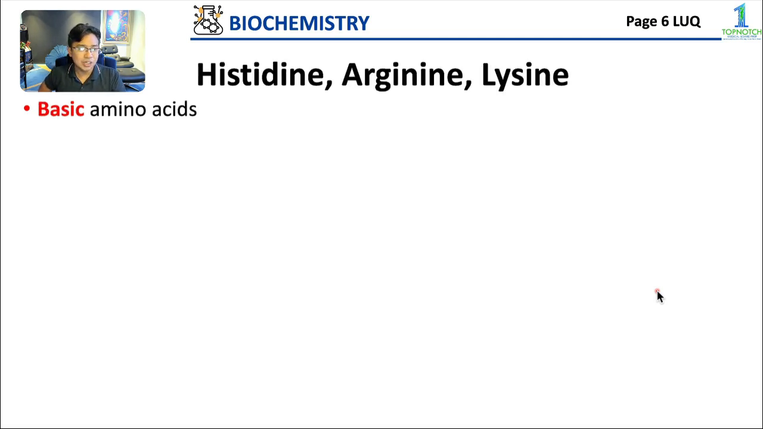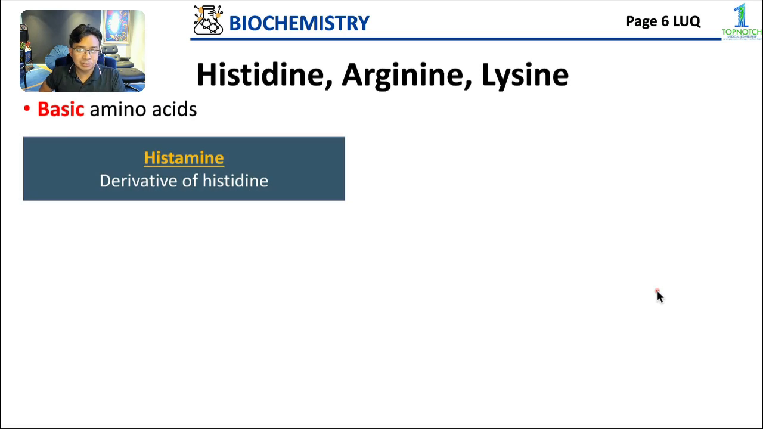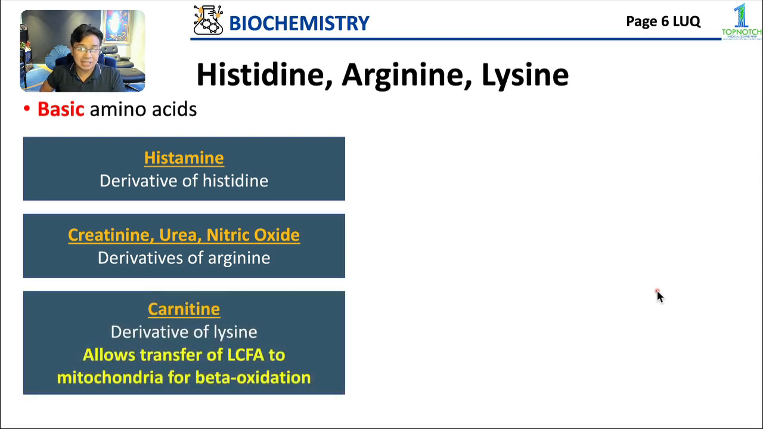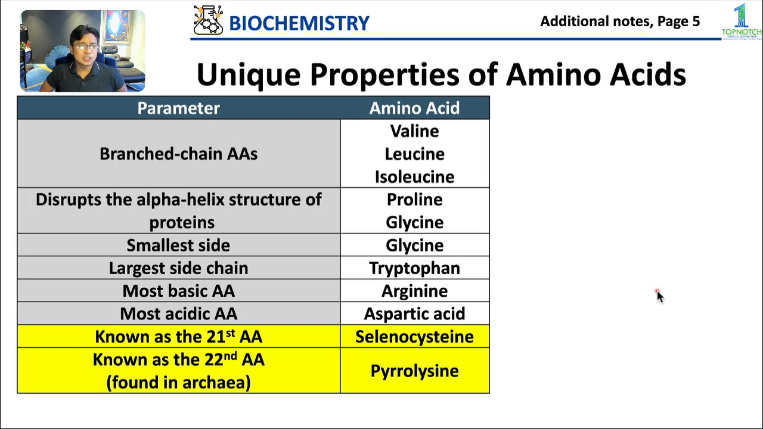And now we have your basic amino acids. Histidine, arginine, and lysine. Histamine is derived from histidine. Creatine, urea, and nitric oxide are all derived from arginine, while carnitine is derived from lysine. And it's very important because it allows the transfer of your long-chain fatty acids from the cytosol going to the mitochondria for beta oxidation.